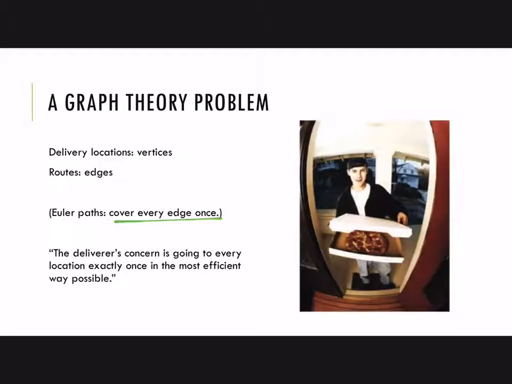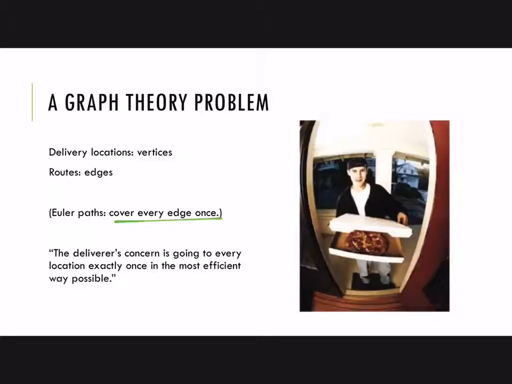All right, so if that mail carrier was interested in walking the least amount of time, then maybe he was okay with returning to the same house a couple times, as long as he didn't repeat a sidewalk or a road more than once. But this pizza delivery guy, maybe he's concerned with hitting all of the locations exactly once, and he's okay with skipping some of the roads between them.